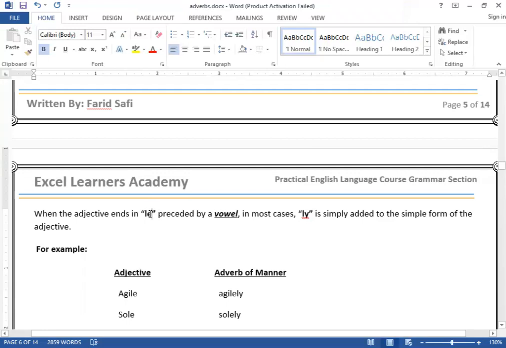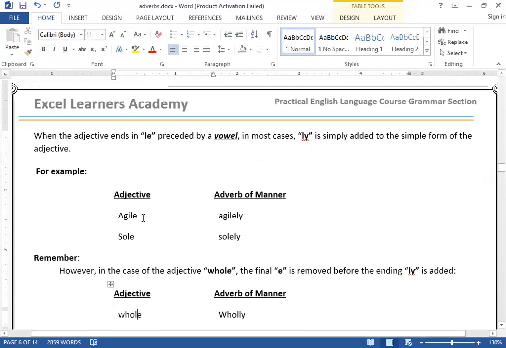Next rule. When an adjective ends with LE, the same one, but before LE, if there is a vowel sound, this is the opposite of that. Clear? In most cases, LY is simply added to the simple form of the adjective. For example, agile, the same rule. It ends with LE, but after LE, what does it take? I. And what is I? It's a vowel. Then we do not remove E. We don't remove anything from it. We will add LY with the same word.